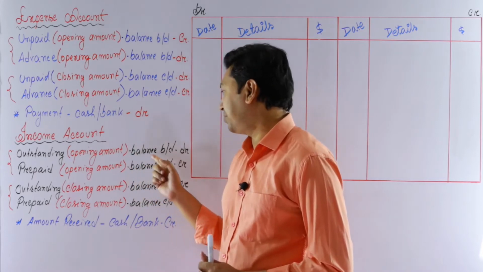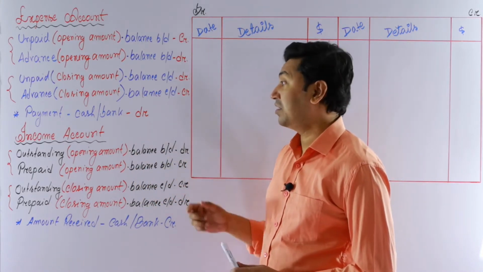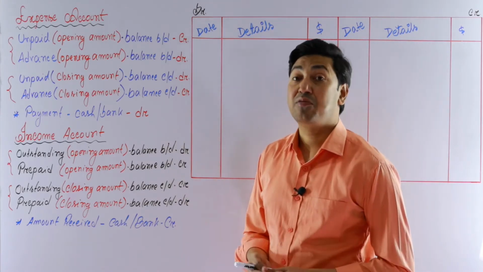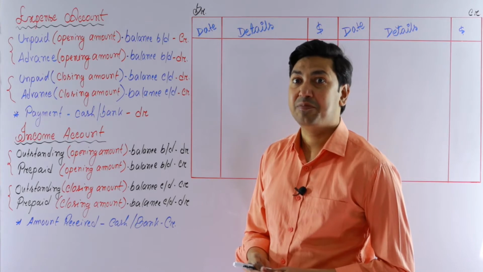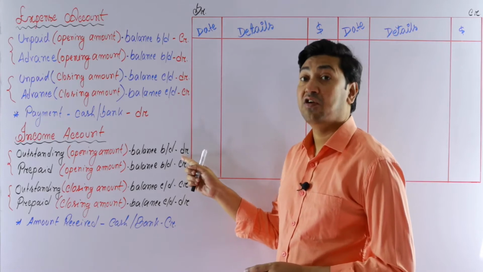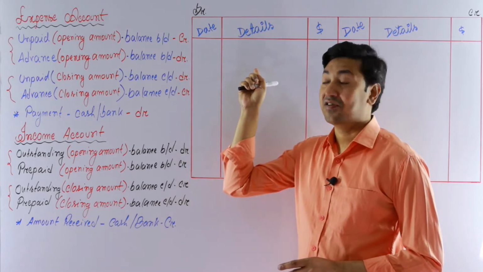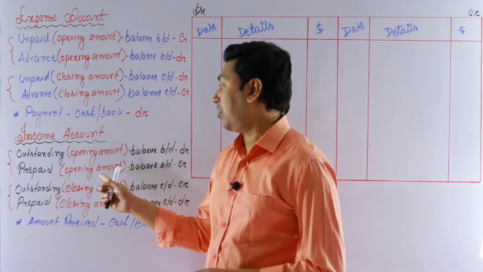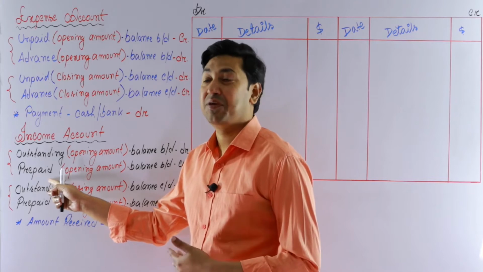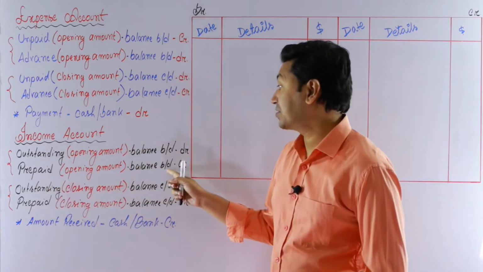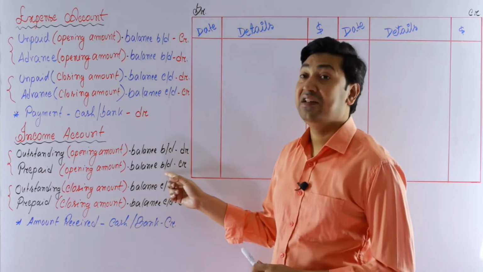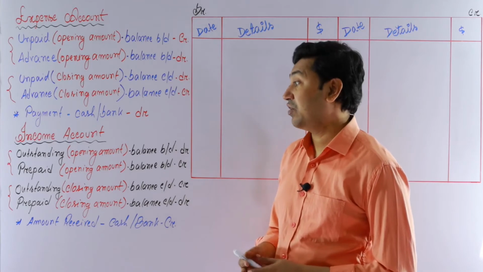Outstanding amount as balance b/d will be written on the debit side. At the beginning of the accounting period, if the amount is still accrued and unpaid, it will be treated as balance b/d and we will record it on the debit side. If there is any opening amount which is prepaid, meaning you received the amount in advance, it will be written as balance b/d on the credit side because this is your liability. Liability has a credit balance.